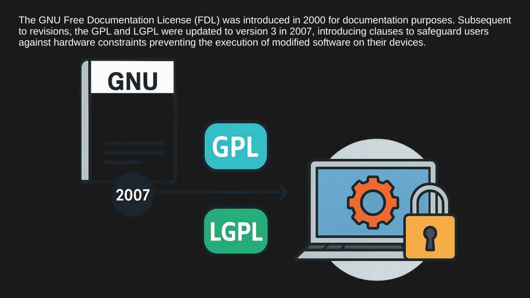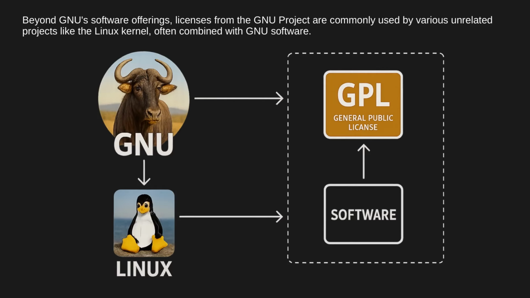Subsequent to revisions, the GPL and LGPL were updated to version 3 in 2007, introducing clauses to safeguard users against hardware constraints preventing the execution of modified software on their devices. Beyond GNU's software offerings, licenses from the GNU project are commonly used by various unrelated projects like the Linux kernel, often combined with GNU software.